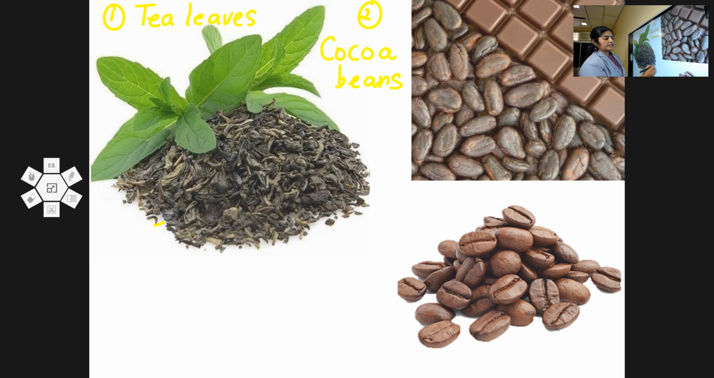Okay. Then the third picture is what? Very good. Coffee beans. Easy to identify, no? First one, only one leaf is shown here. That is tea. This is tea leaves. Then cocoa beans. Then coffee beans. Okay, once again, first one tea leaves, then cocoa beans, coffee beans. Clear? Okay.